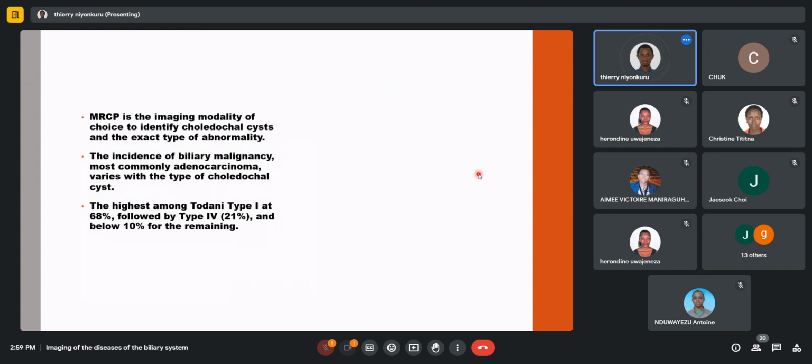MRCP is the imaging modality of choice to identify a choledochal cyst, the type of abnormality, and the incidence of biliary malignancy. Most commonly it is adenocarcinoma, which is associated with type 1 and type 4, where type 1 is around 68% and type 4, 21% associated with adenocarcinoma.